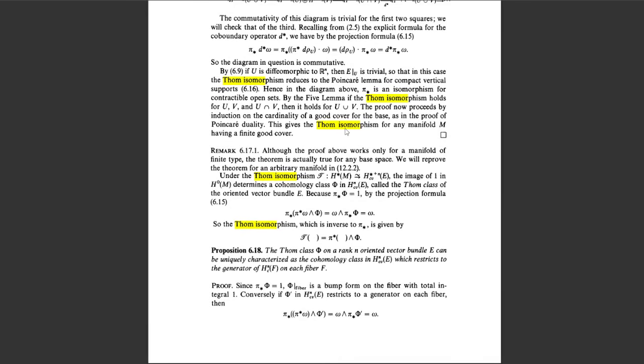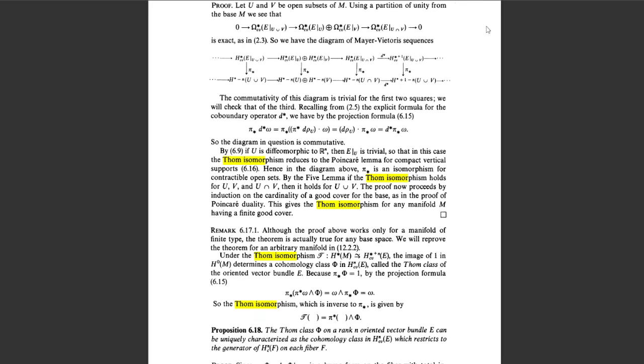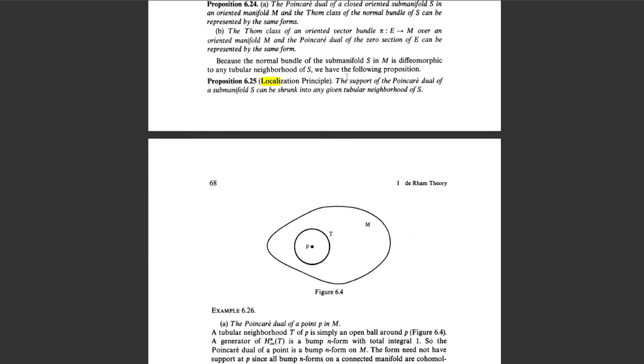What is it? You need a localization. I think I need to show the localization principle as well. Let's see. Localization. So the support of the Poincaré dual of the submanifold can be shrunk into any tubular neighborhood of S. That just allows you to bridge differential topology with the theory of distributions and delta functions, so that you can talk about these types of distributions at particular locations very nicely.